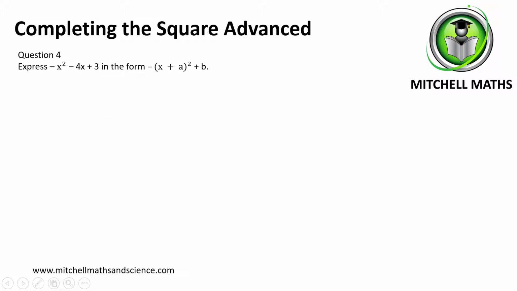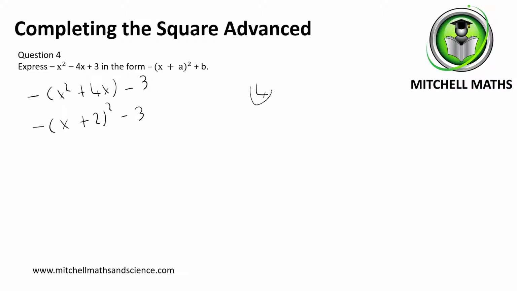In this question, we're going to have a look at what happens when the x squared is negative. The first thing we need to do is take the negative out of the first two terms, which will give us x squared. Remember to change the sign of the 4x. Then we're going to halve this term, which will give us 2.